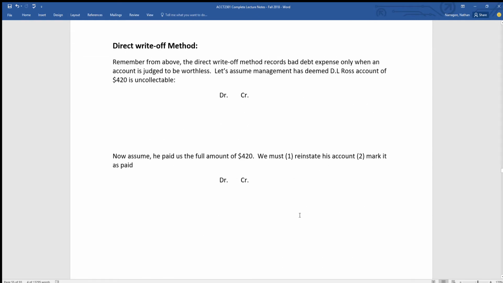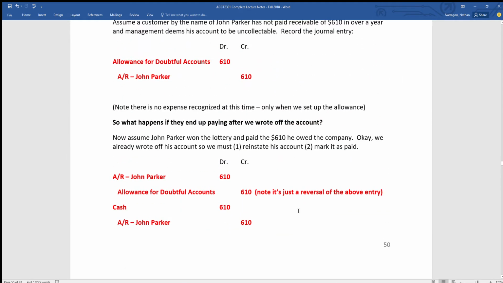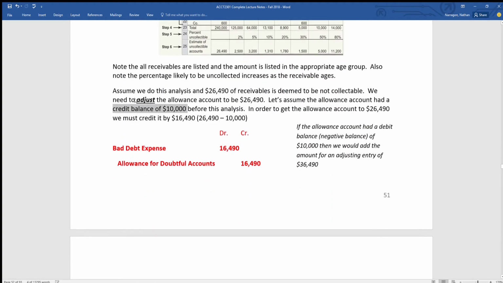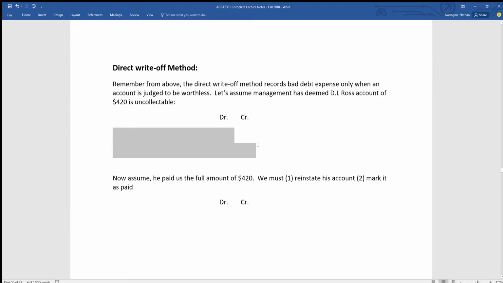So that brings us to the direct write-off method. The allowance method is the one that you're probably going to see more often, especially with big business. Direct write-off goes to small businesses because we're easily able to determine who did not get us the money. This is going to be similar to these journal entries, except because the direct write-off does not have an allowance or an estimate, we do it very quickly. We write it straight to bad debt expense: bad debt expense of the 420 from DL Ross, and accounts receivable of DL Ross of 420.